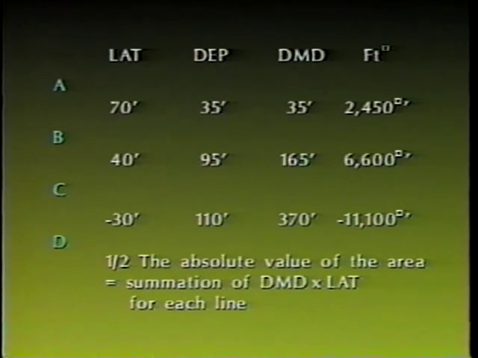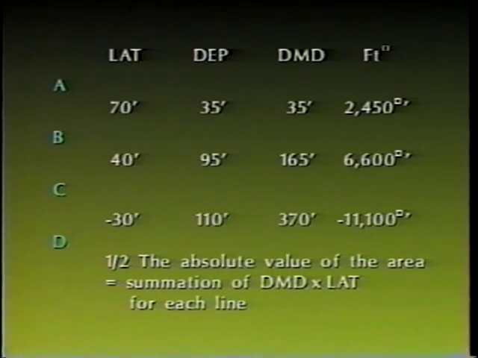For line CD, minus 30, because it is heading southerly. The third column is labeled departure. Under this heading, list in the column the departure for the corresponding line. Opposite line AB, list plus 35 for the departure. Plus, because it is heading easterly. For line EF, minus, because it is heading westerly.